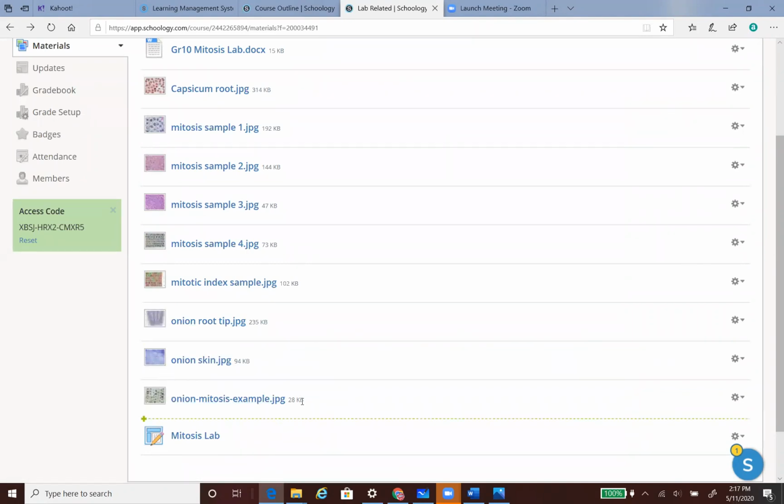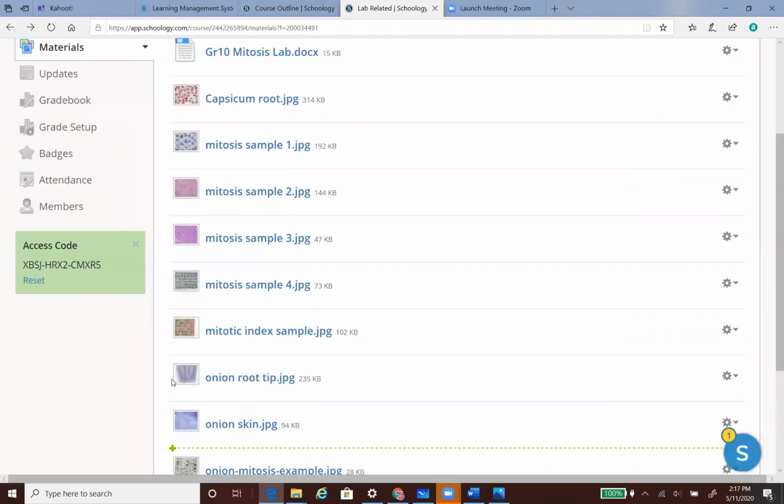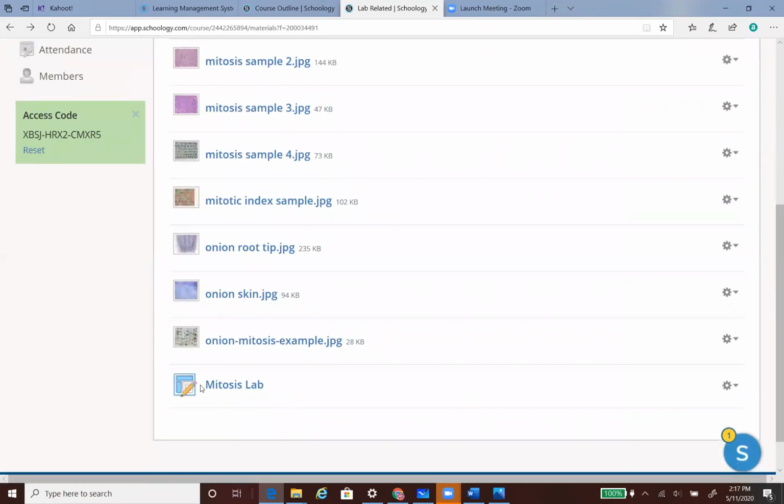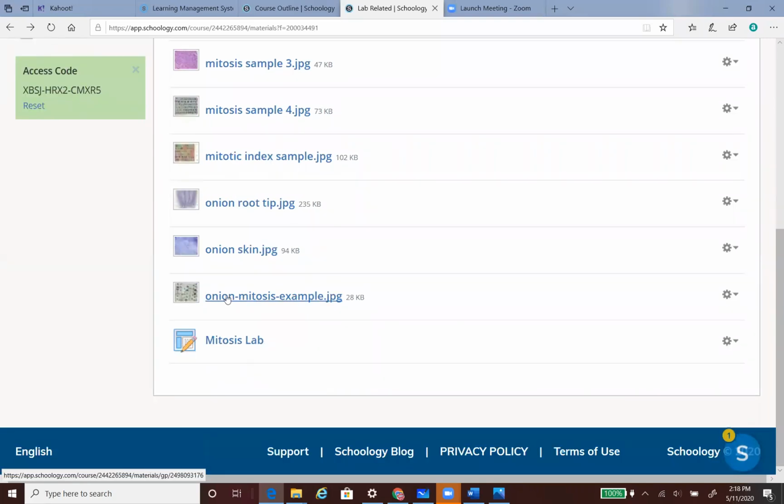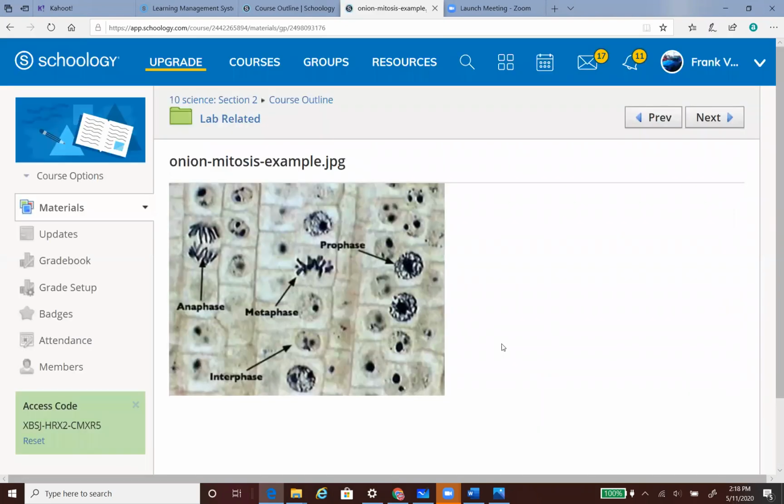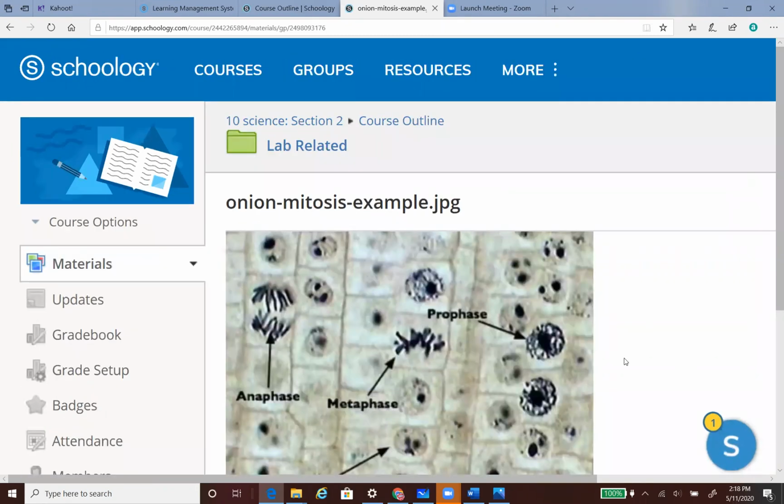There is an example below it. The second last thing on this, right above where you submit your lab, is called onion mitosis example. That's where you would look for examples in case you forget, right? You can clearly see some examples of mitosis, all right?